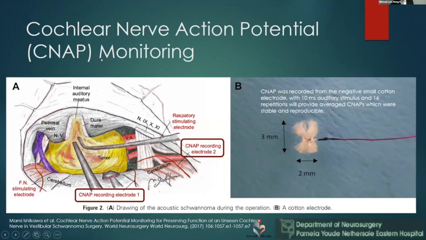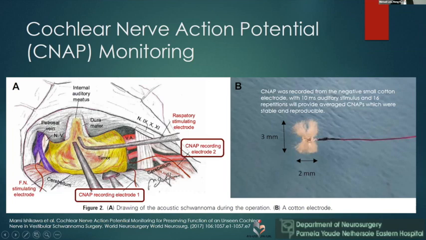Besides that, we can also use the cochlear nerve action potential, CNAP monitoring. So what is that electrode? It looks like this. It's basically a wire with some cotton wool that can conduct electricity. And the stimulation parameters are here.